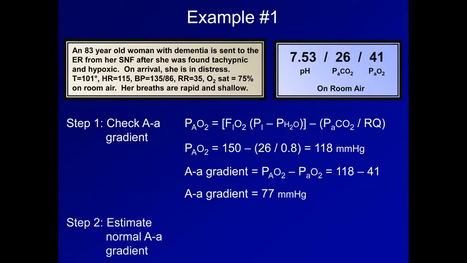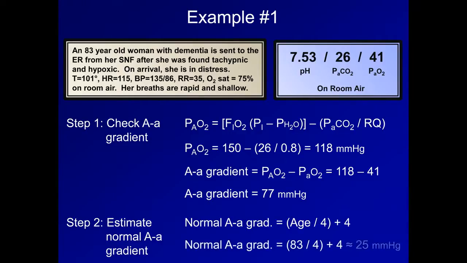Step 2 is to estimate the normal AA gradient for this patient. Using the previously mentioned equation, the normal gradient equals age divided by 4 plus 4, and we get 25 millimeters of mercury for her. So what does this tell us about this particular patient? Well, first, she is hypoxemic. We know that because her O2 sat and PaO2 are both very low.